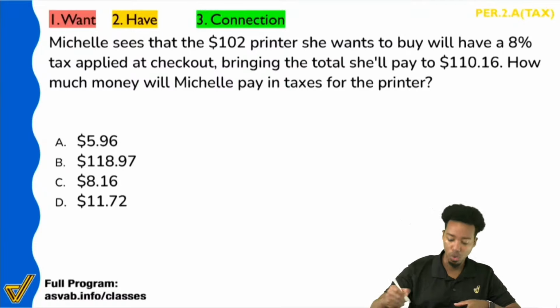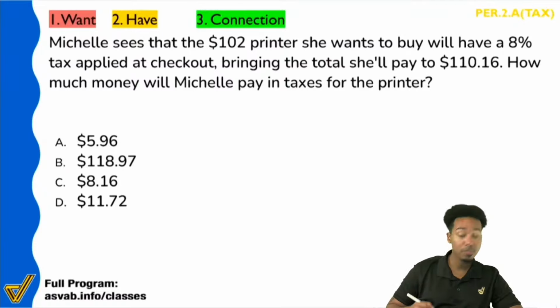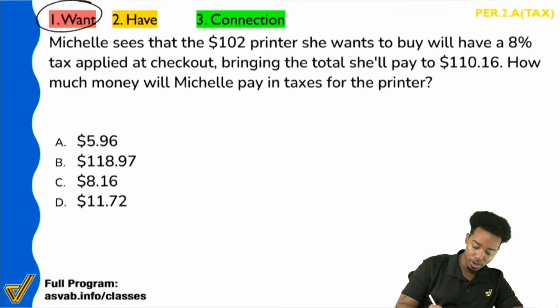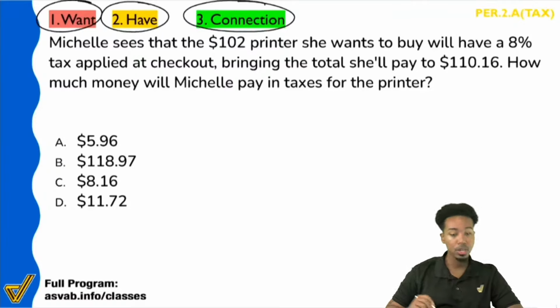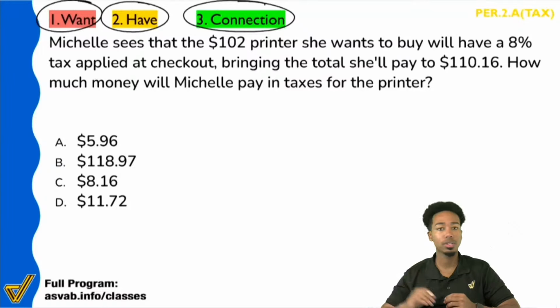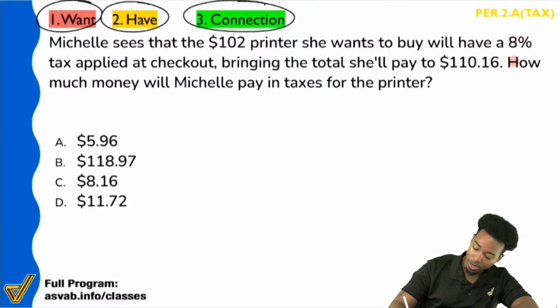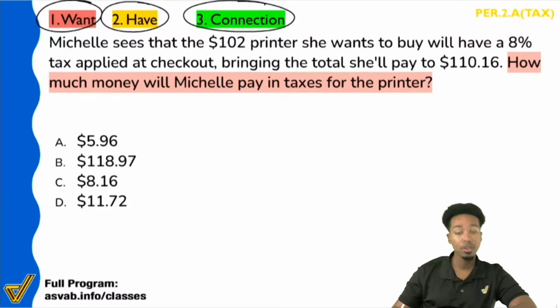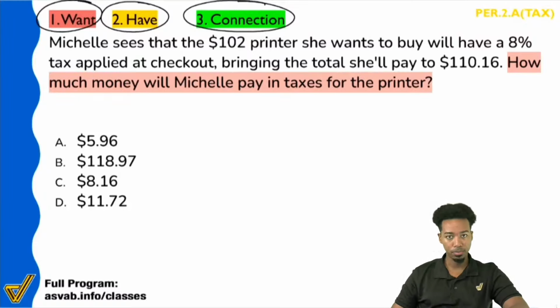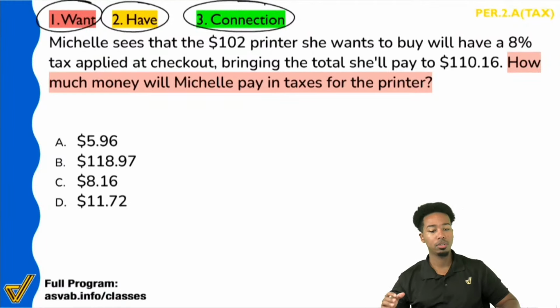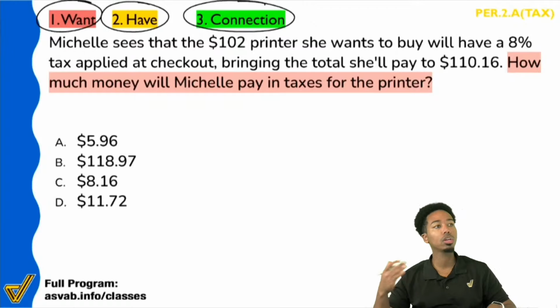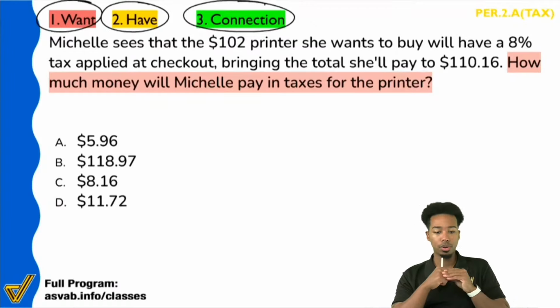Read the question. So I'm going to highlight this in every class moving forward. Steps 1, 2, and 3 are always going to be shown right there at the top in these classes. So step 1, what do we want? Right here, read the question. How much money will Michelle pay in taxes for the printer? Sounds good. So everyone, in one word, can you describe to me what we are looking for here? In one word.